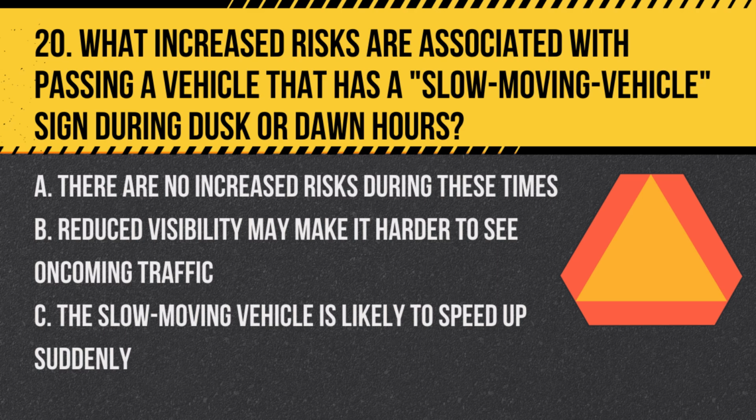or dawn hours? A. There are no increased risks during these times. B. Reduced visibility may make it harder to see oncoming traffic. C. The slow-moving vehicle is likely to speed up suddenly. Answer: B. Reduced visibility may make it harder to see oncoming traffic. During dusk or dawn, visibility is reduced, making it more challenging to safely pass a slow-moving vehicle due to the difficulty in seeing oncoming traffic and accurately judging distances.